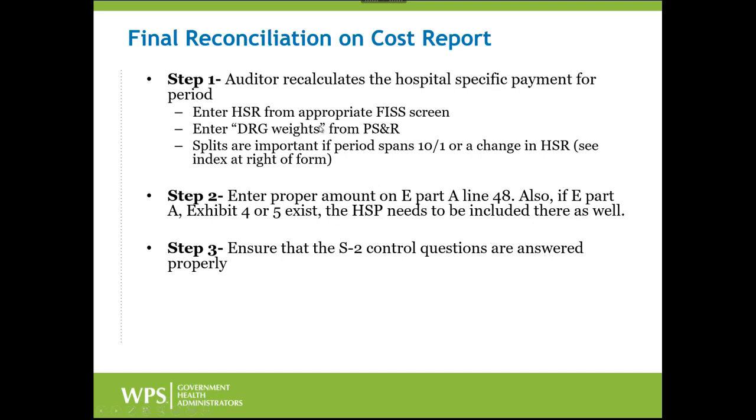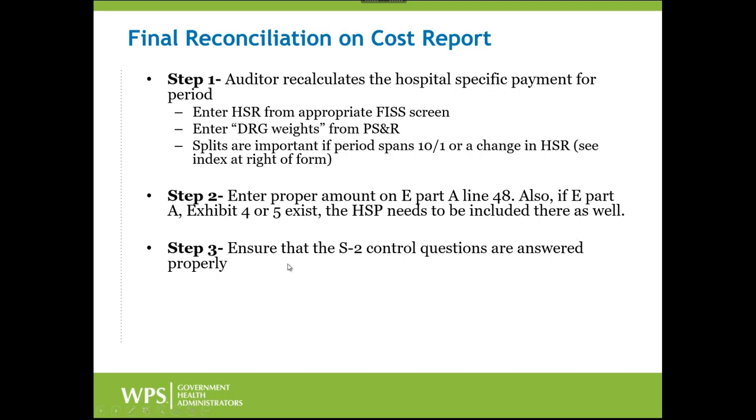We're going to see an example of this form and how it calculates all the updates. But this amount would be reported on E Part A, line 48. And as we'll see, it's compared to line 47 to see which one's higher. Now, if you have an E Part A Exhibit 4 or Exhibit 5 for the low volume or the HAC reduction, those also require the same calculation to be done.